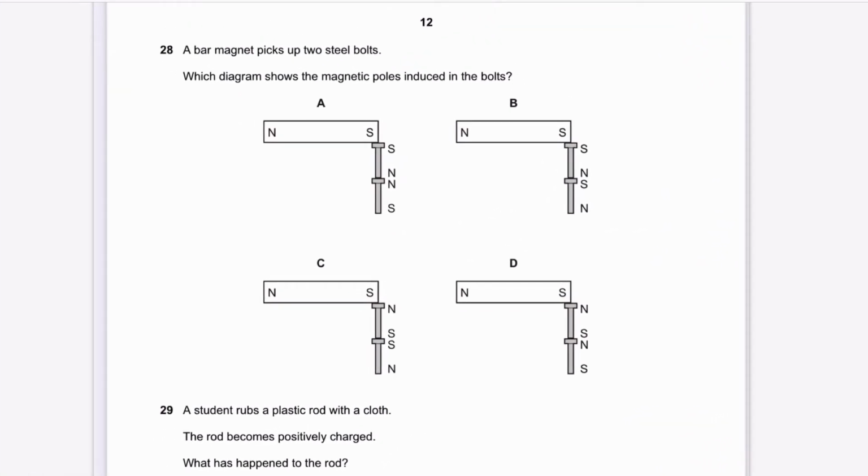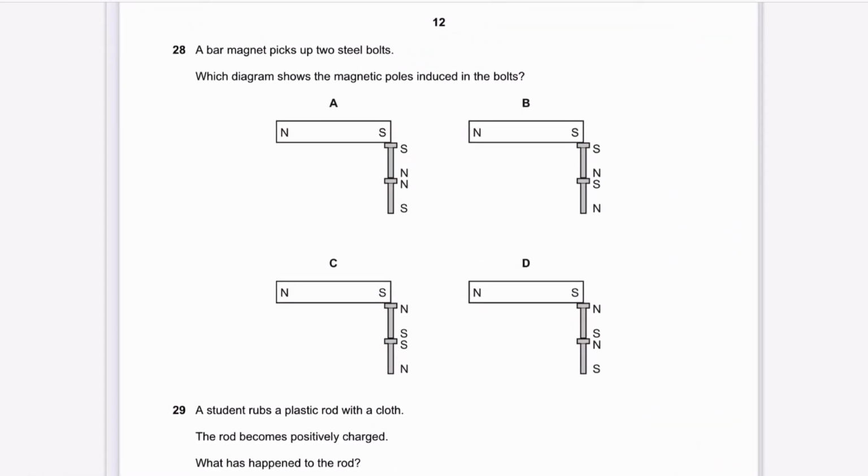28. A bar magnet picks up two steel bolts. Which diagram shows the magnetic poles induced in the bolt? So let's see A. We have north and south. Now, how is south attracted to south? This is repulsion, so it's definitely not A.